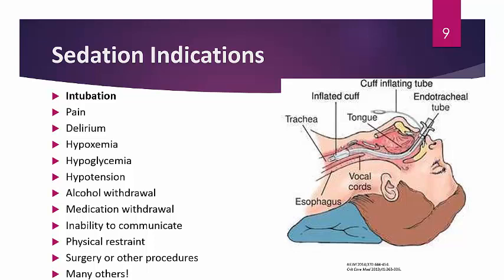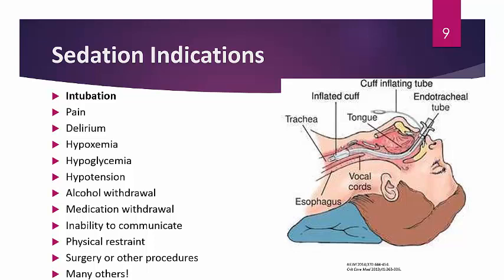Other things such as hypoglycemia, which can cause altered mental status, hypotension, alcohol withdrawal, which we'll actually talk about a little bit in this class with Dr. Wang, medication withdrawal, and that not only includes illicit medication withdrawal, it also includes regular medication withdrawal as well. An inability to communicate. So think about if you have a tube down your throat. You're probably not going to be able to speak on your own. And whenever patients and people are not able to communicate, people can get very agitated.